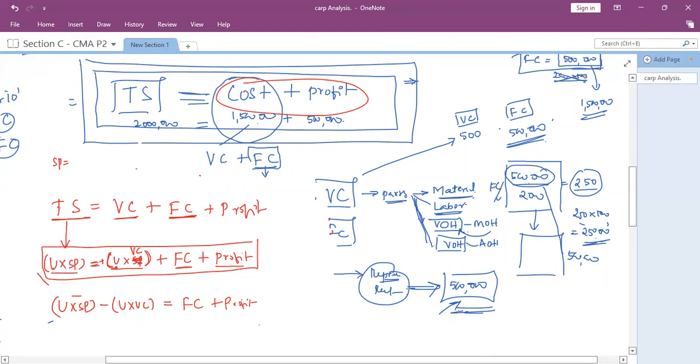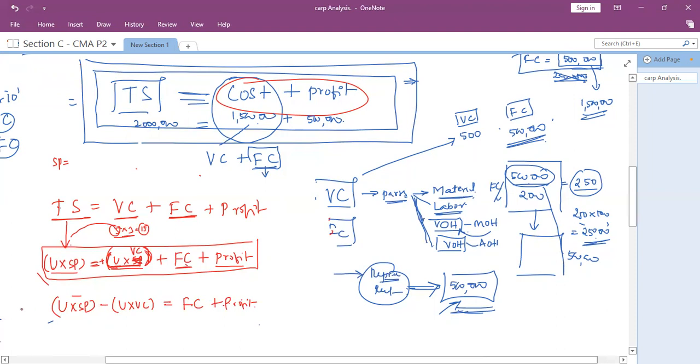We can't only take units this side. Why? Because it is multiplication form. So whenever you are bringing to the left side, you need to take everything that is multiplied with that. You can't simply bring u; you have to bring the other multiplication component also. 5 into 3 is equal to 15. Total 15 you have to bring here. You can't take only 5 this side. So units into variable cost is equal to fixed cost plus profit.